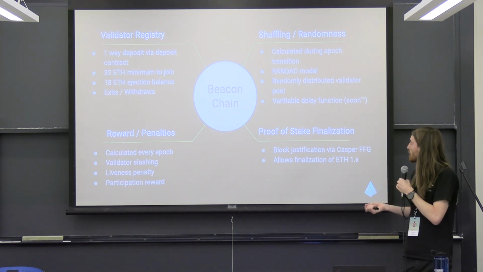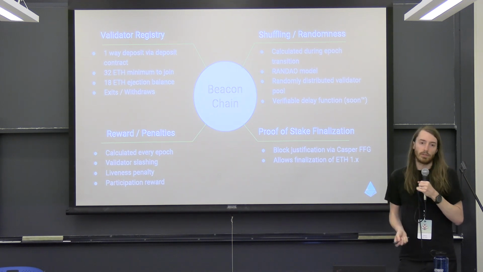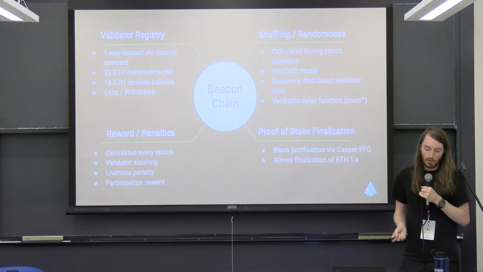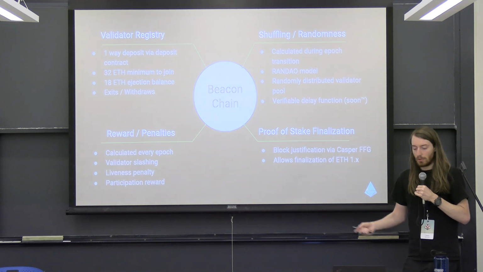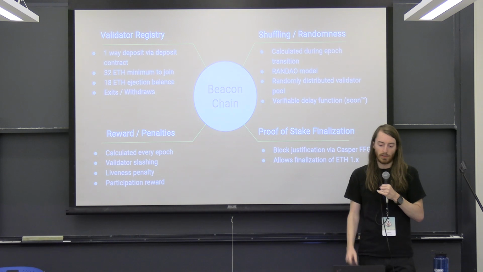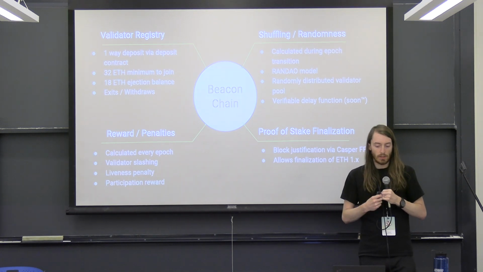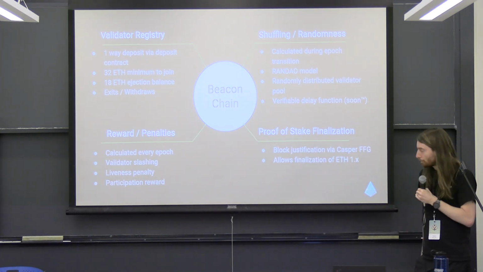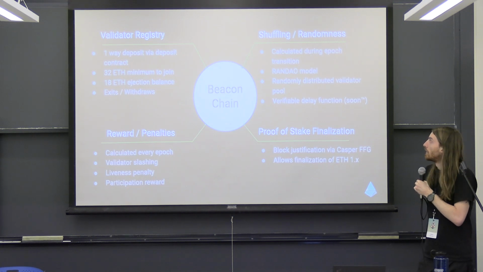So we're working on something called a verifiable delay function, which is a type of proof of work where you have this complex operation that takes a long time to compute but is easy to verify. And that way it can be used for random numbers. So that's a really big part of the beacon chain.